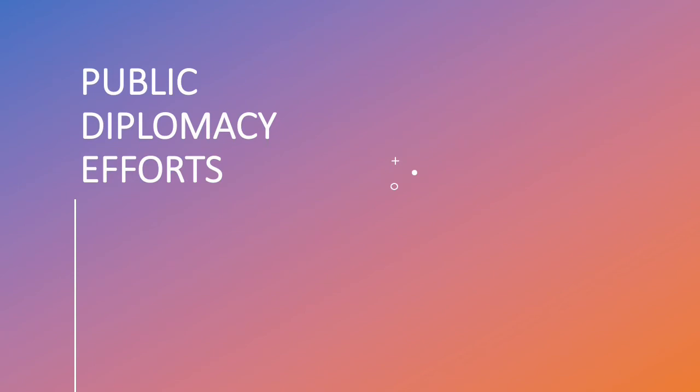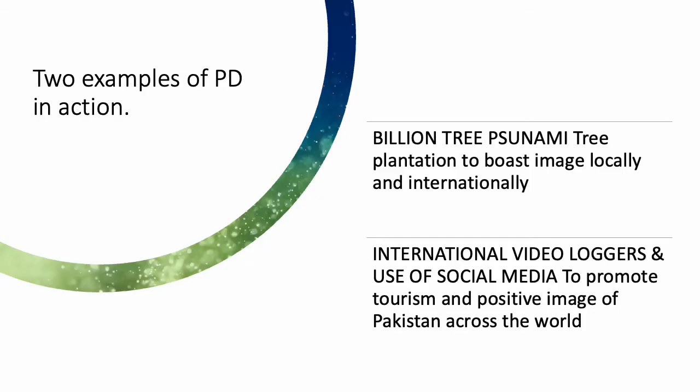So, coming to public diplomacy efforts, I am going to give you 2 examples of successful public diplomacy efforts by the government. The first example is the Billion Tree Tsunami. It was a tree plantation drive to boost the image of Pakistan locally and internationally. And then we have the case of international vloggers and the use of social media to promote tourism and the positive image of Pakistan across the world. So I'm going to talk more about these two examples in detail.